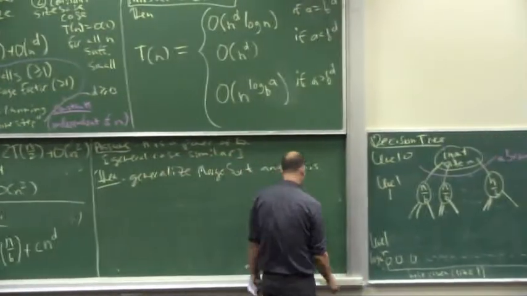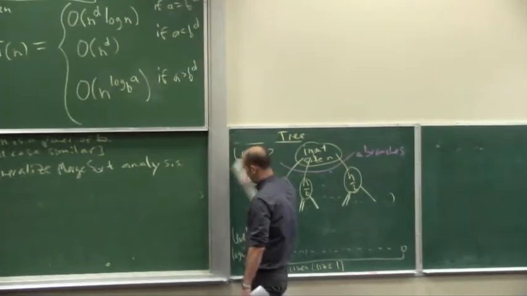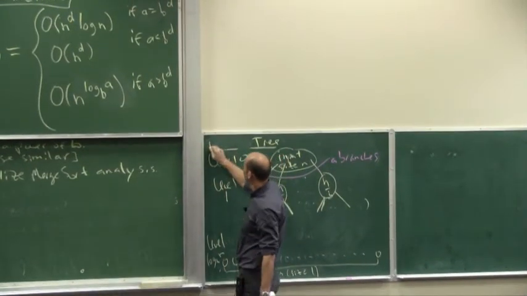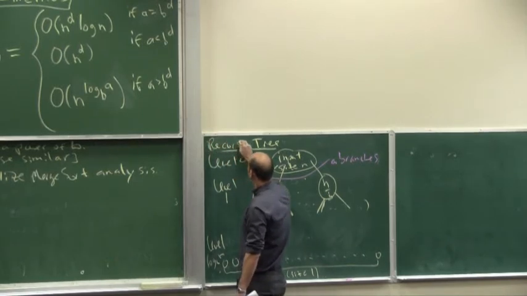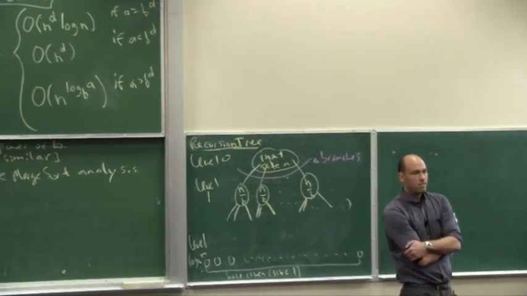Why did I write decision tree? Didn't mean to switch to 121 on you there. Recursion tree. Okay, any questions?